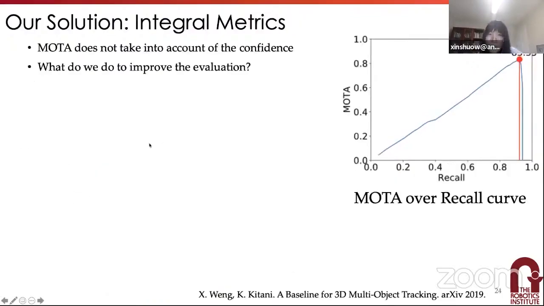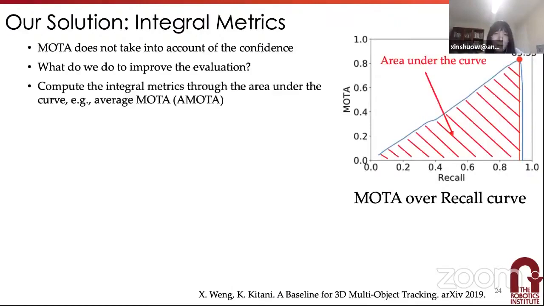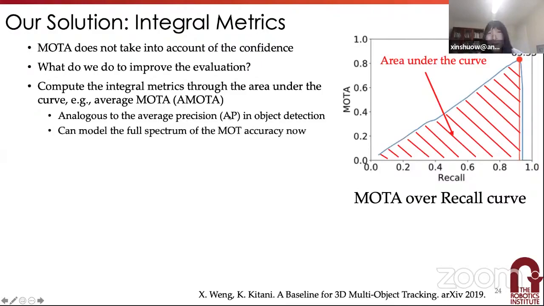Okay, now we know MOTA does not take the confidence into account. So what do we do? Well, we simply compute the area under the curve here, as demonstrated in the shadow of the figure, which we call the average MOTA. This is very similar to the average precision that is widely used in the object detection task. And by computing the performance at all the recall points instead of just a single recall point, we can now model the full spectrum of MOT accuracy.